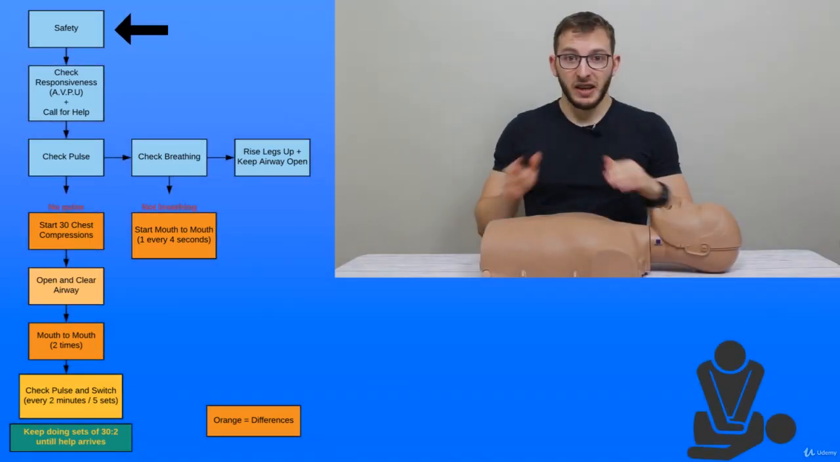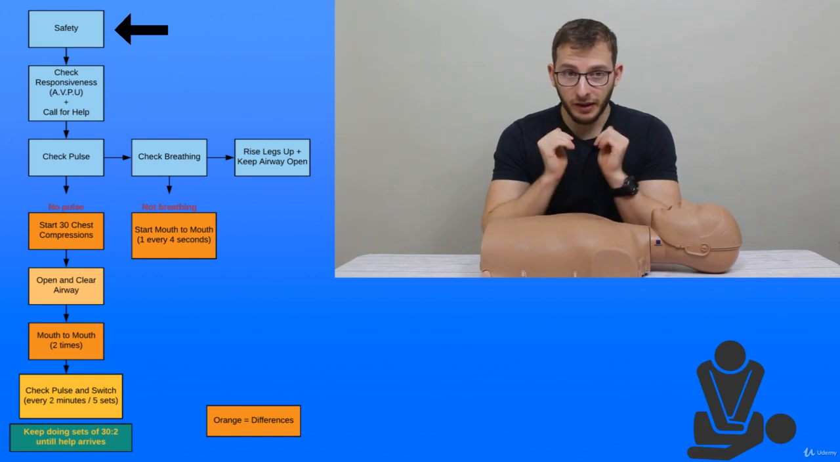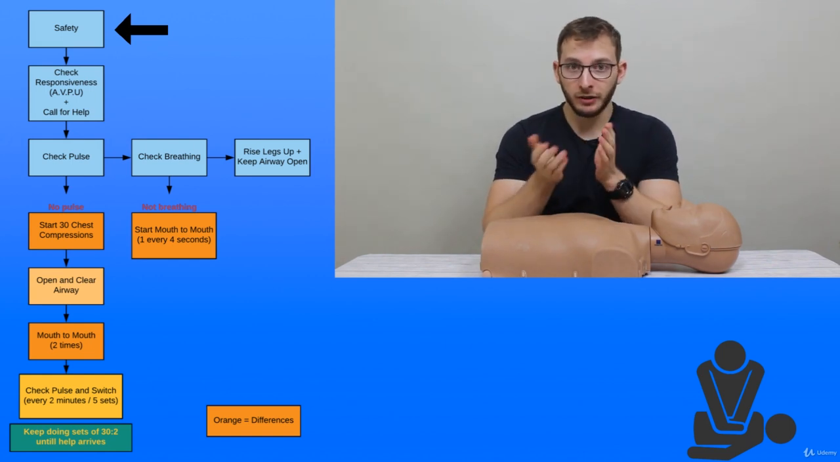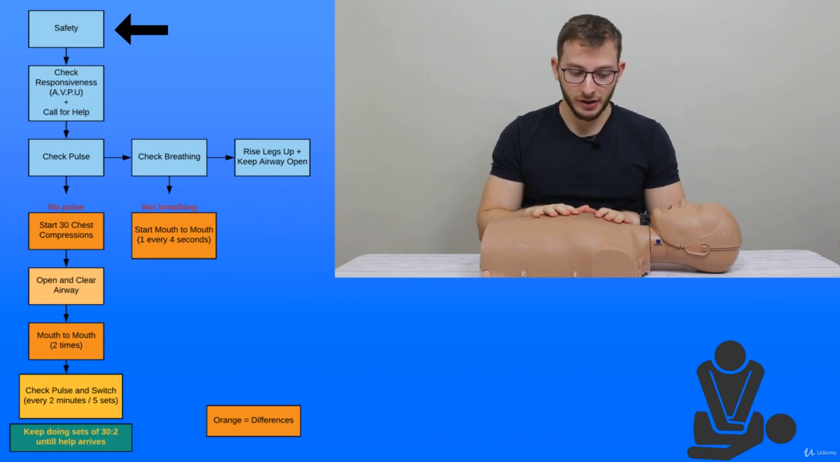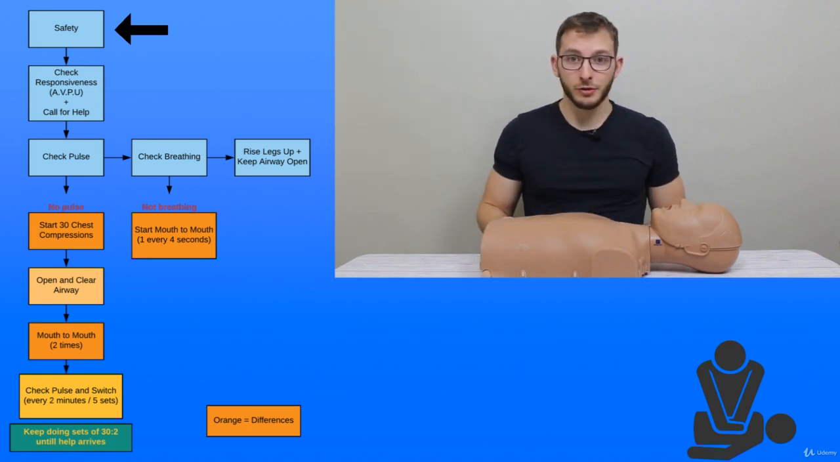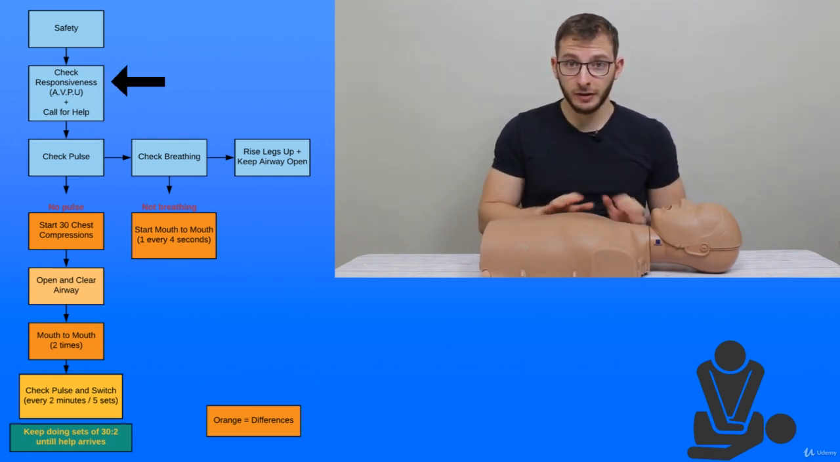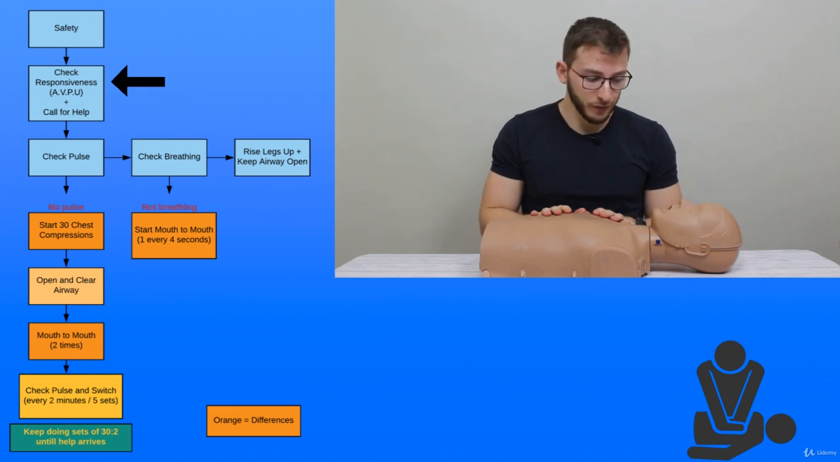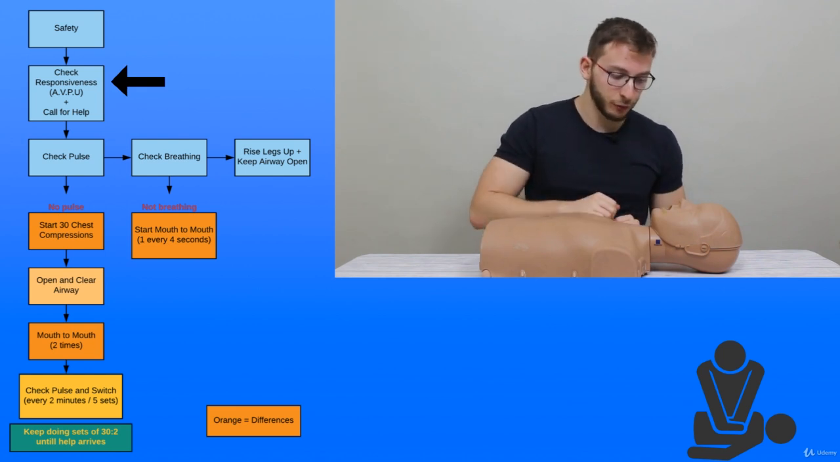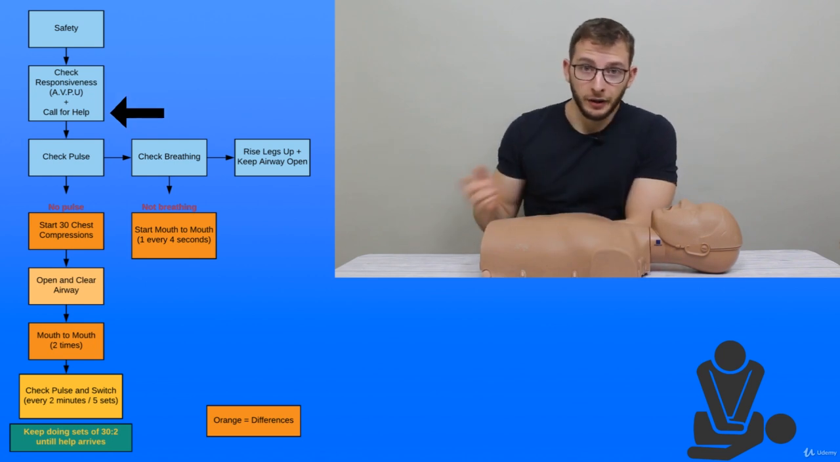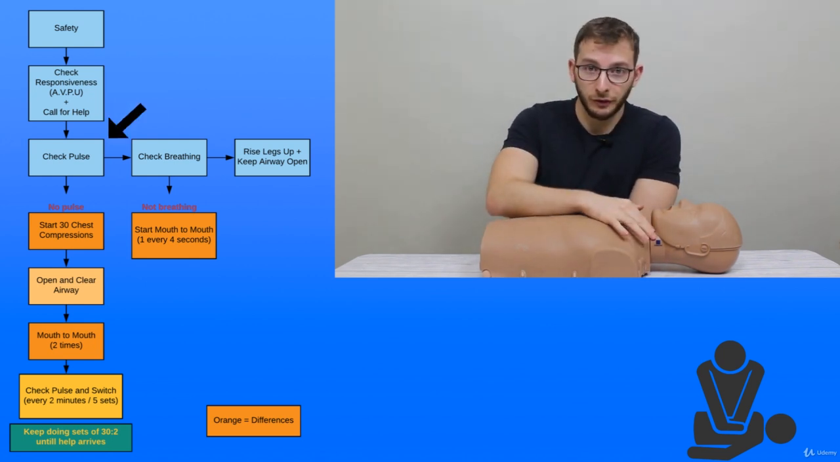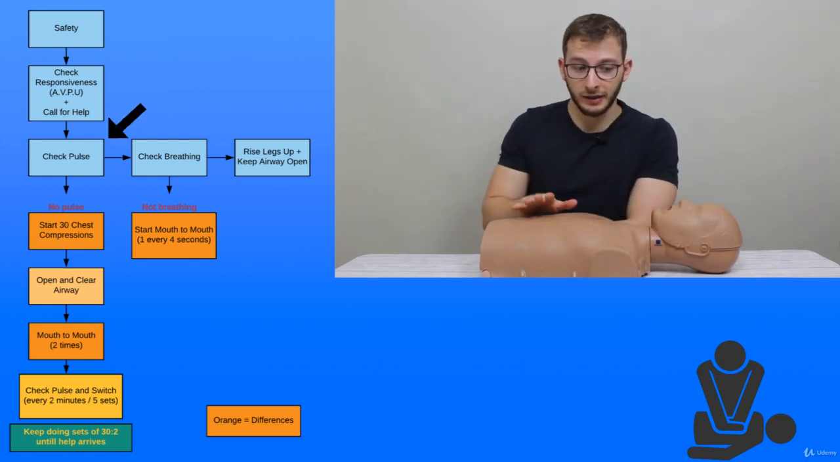Okay, so let's go over the differences between the adult CPR scheme and the child CPR scheme. So, safety is exactly the same. We don't need to change anything with safety. We take care of our safety and we take care of his safety. When it comes to checking if he's awake or not, this is the same as well. We want to talk to him, we want to clap with our hands, and we want to pinch him. Then we will call for help and we will check if he has a pulse. All of this is exactly the same.